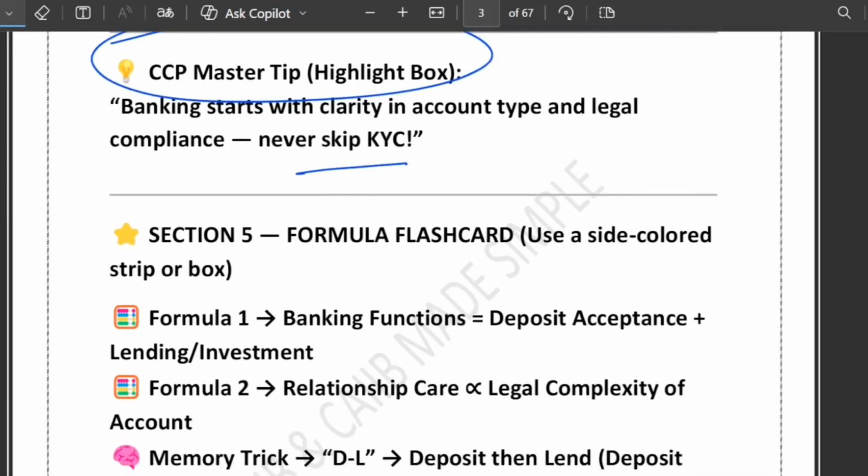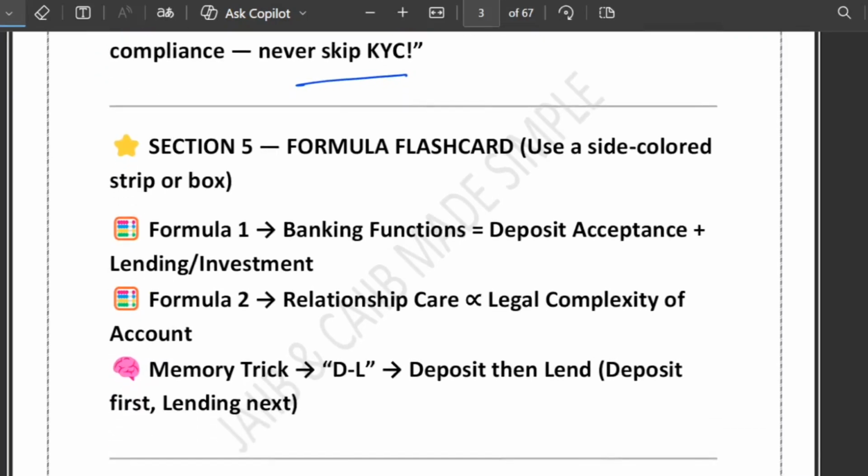So let us recall whatever points we have covered here. First thing is that banking functions are 2: deposit acceptance, and second, lending or investment. Second point is that the relationship here is directly proportional to the legal complexity of the account. The more complex the account is, the more relationship care varies accordingly.